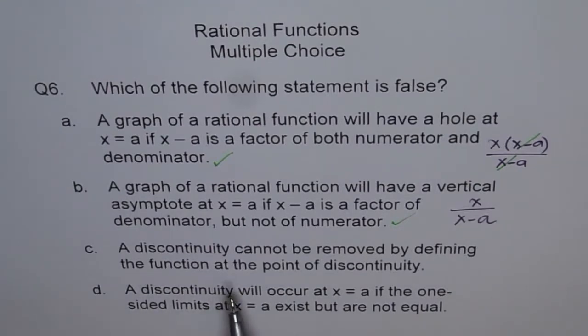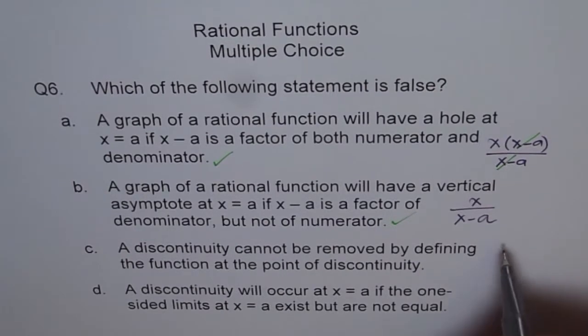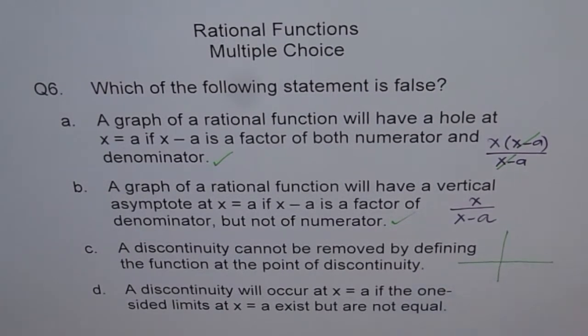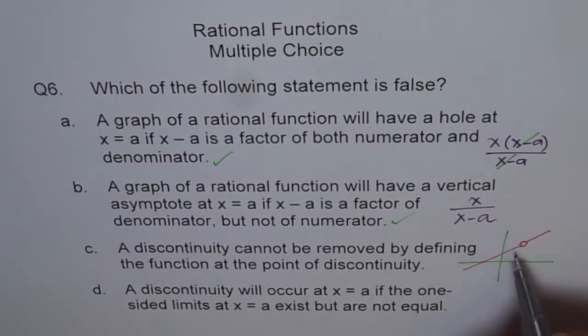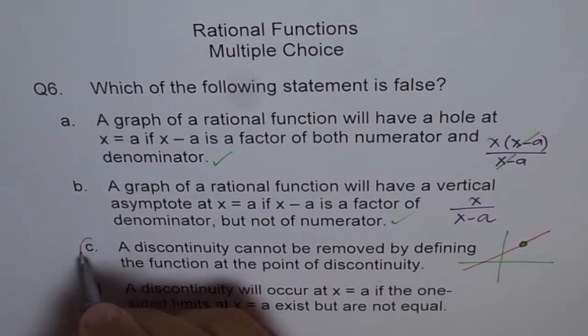A discontinuity cannot be removed by defining a function at the point of discontinuity. That statement is incorrect. How? Let us say we have a discontinuity of a hole here, right? In that case, I can define a function which can fill in the hole, and make the function continuous. Do you see that part? Therefore, this statement is wrong, right? So that is our answer.